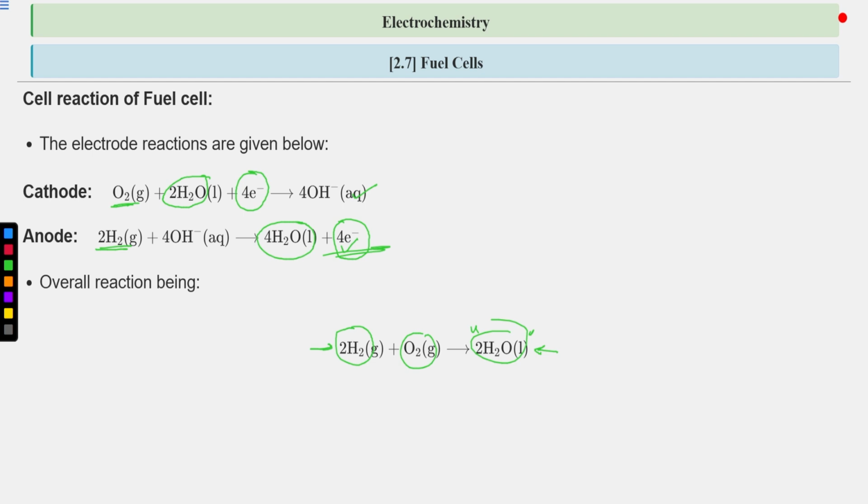Also, we have 4 hydroxyl ions here and 4 hydroxyl ions here, on the left-hand side and the right-hand side of the arrow in the final reaction. So those also cancel out, because we are adding the 4 hydroxyl ions in the reaction and getting the 4 hydroxyl ions as a product. That means they do not participate in the overall cell reaction. The remaining oxygen, 2 molecules of hydrogen and 2 molecules of water will be present in our overall cell reaction.